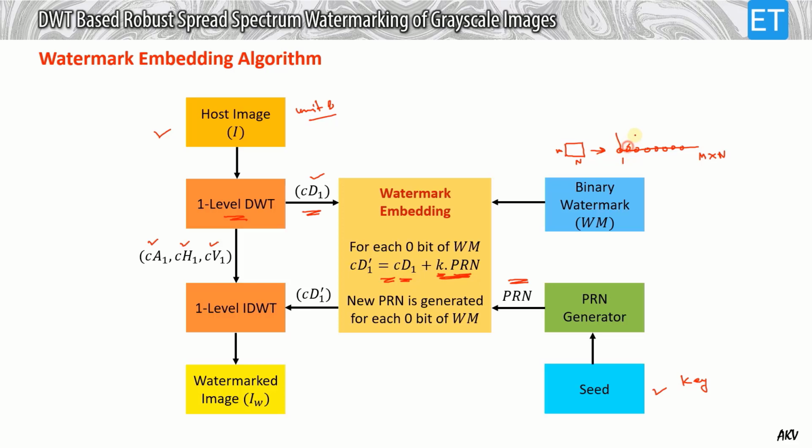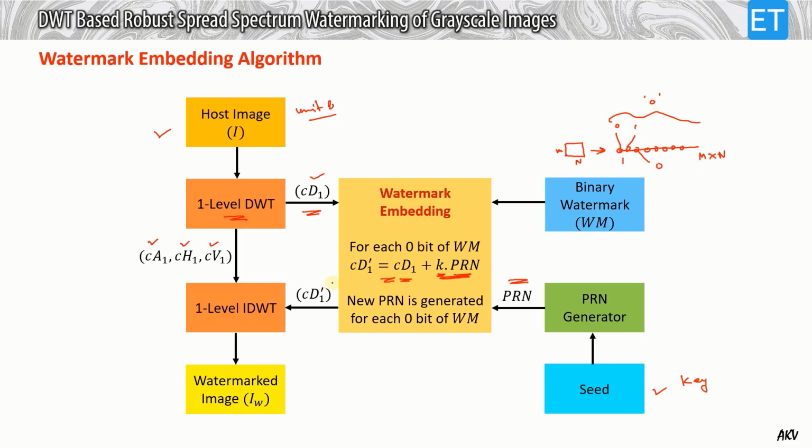Let's say the second bit is 1, then we do not add the PRN to the CD. And if we go for the third bit, if it is 0, then we generate a new PRN, and again we add this to the CD. So this is how we add the pseudo random sequence for all binary bits which are 0 in this watermark vector. This process is simple.